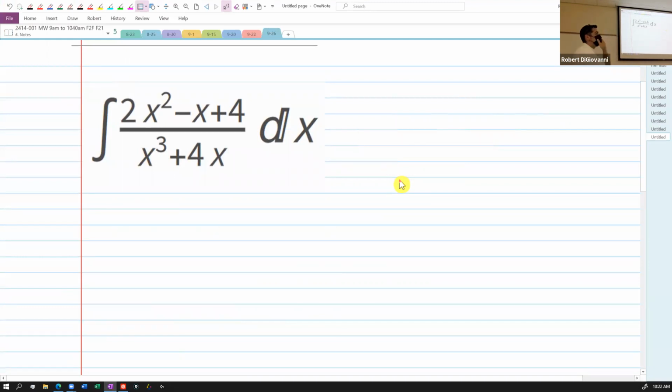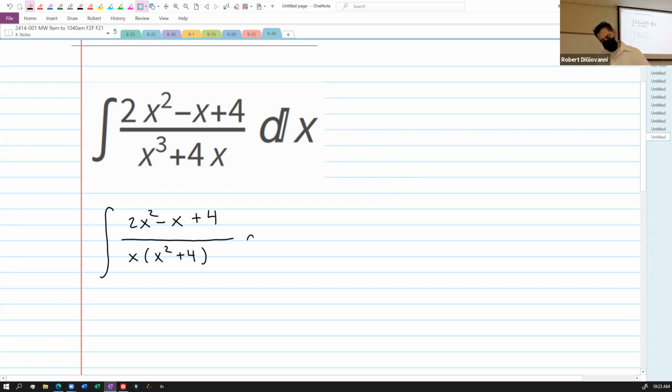All right, so let's just say, imagine we've gotten to the point where, okay, partial fractions. Let's try and factor the denominator. Oh, we don't have to do long division, right? I should have mentioned that. We don't have to do long division because the degree of the numerator is smaller than the denominator. So the bottom factors, I can pull an x out and I'm left with x squared plus 4, right?